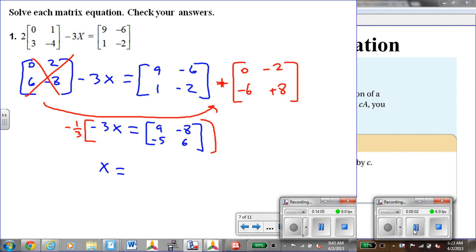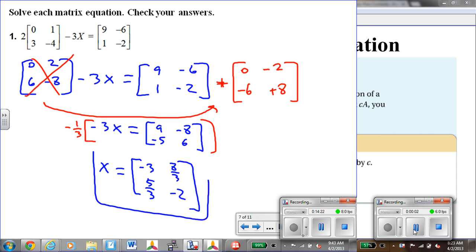Okay? So this first one, what's 9 times negative 1/3? But negative 8 times a negative 1/3 is positive 8/3. Negative 5 times negative 1/3, positive 5/3, and 6 times negative 1/3 is negative 2. And that's it. You found the missing matrix.